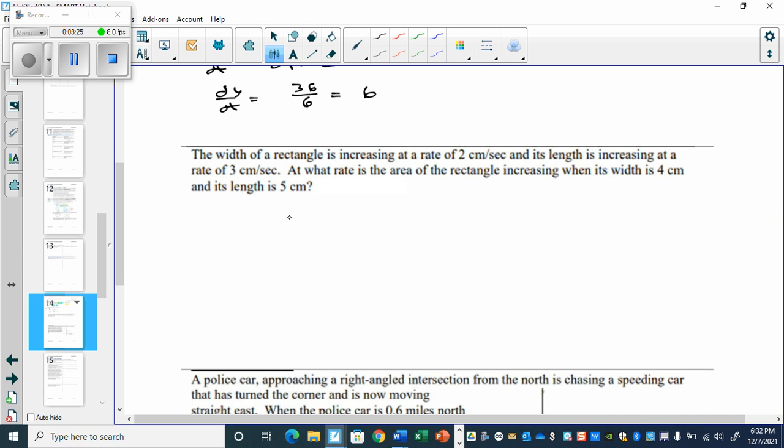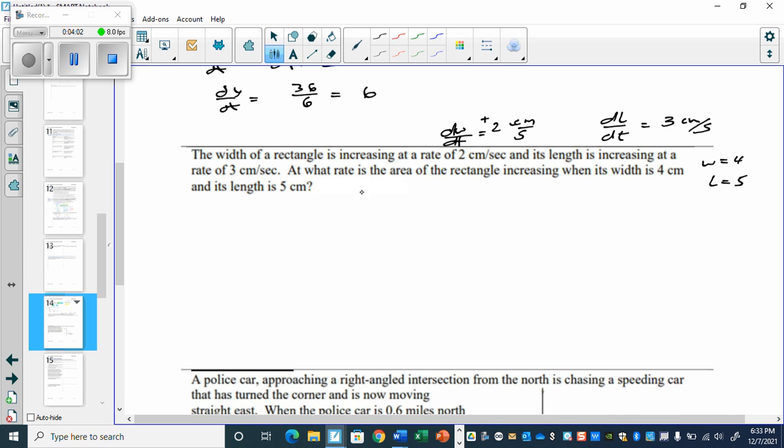So it says the width of a rectangle is increasing at a rate of 2 centimeters per second. So this is the rate, dw/dt. I have 2 centimeters over second. That's how I know. And then it's increasing, so it's positive. The length, dl/dt, is increasing at 3 centimeters per second. At what rate is the area of the rectangle increasing when its width is 4 and its length is 5?